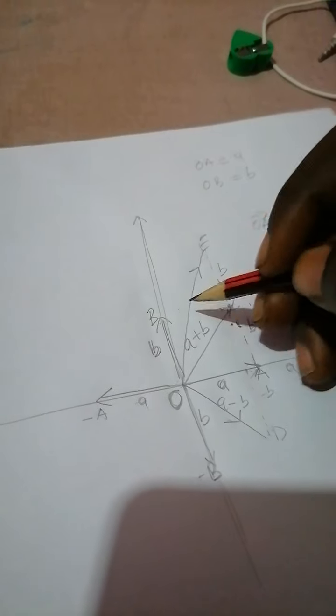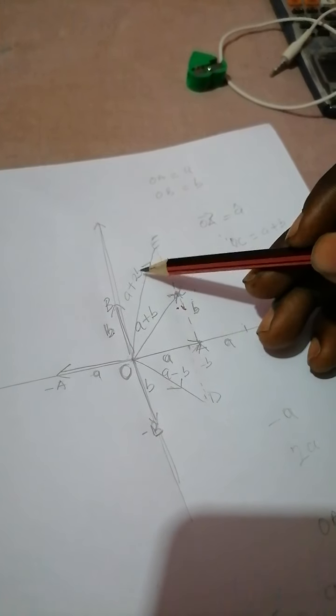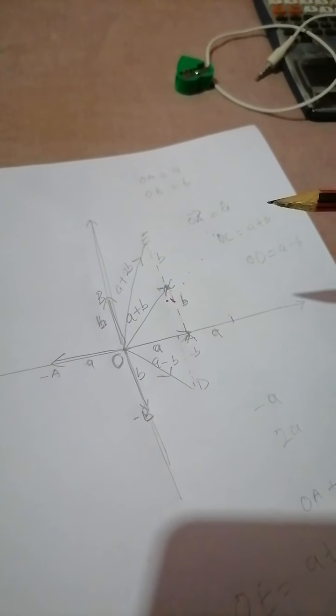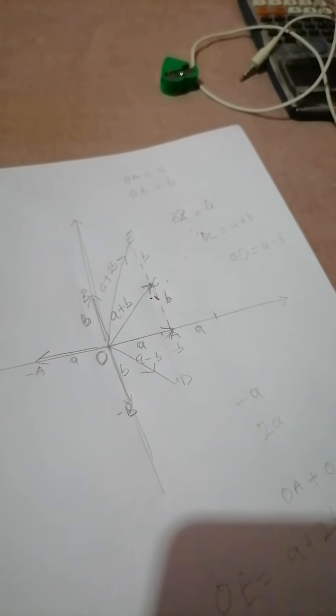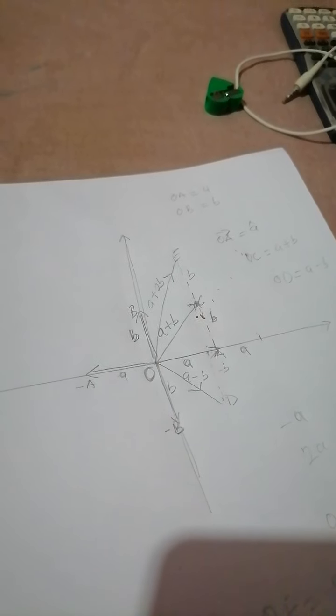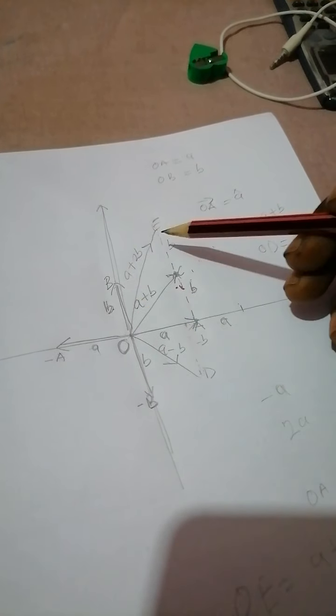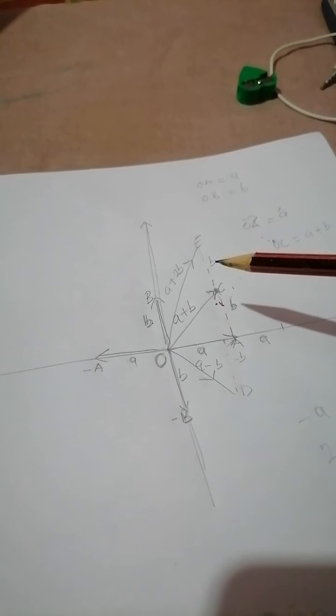So this is my vector OE, which is A plus 2B. Now this vector and this vector are moving in the same direction, but this one has a bigger magnitude of 2B. Do you understand? So that's how you indicate these vectors on the diagram. So this is a vector OB, this is a vector OC, this is a vector OD, and this is a vector OE. I hope this video makes sense to you guys.